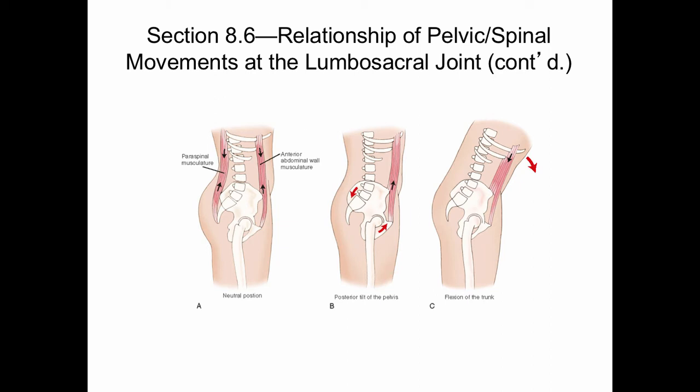During pelvic spinal movement in the sagittal plane, anterior abdominal wall musculature tilts the pelvis posteriorly and/or flexes the trunk at the lumbosacral joint. Some of the muscles of the anterior abdominal wall that posteriorly tilt the pelvis and/or flex the trunk at the lumbosacral joint include the rectus abdominis, the external abdominal obliques, and the internal abdominal obliques.